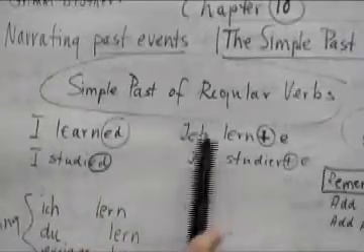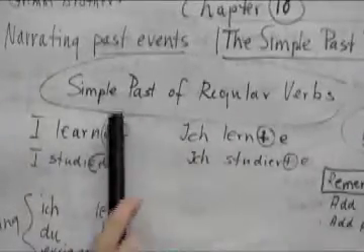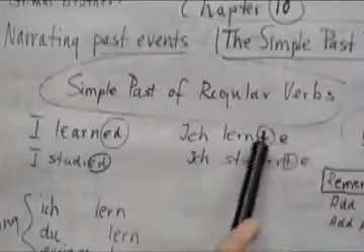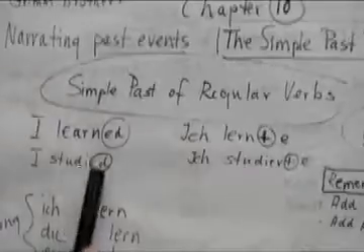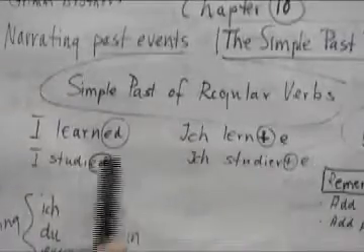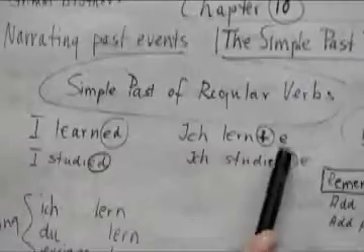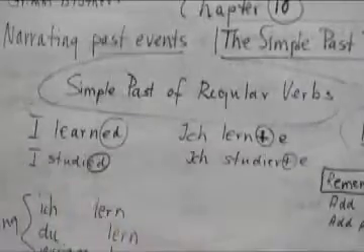In German, ich lernte. So the ed in English is the equivalent of the T added to the stem in German. I studied, again ed, ich studierte. Again you see the ed in English and the T in German.